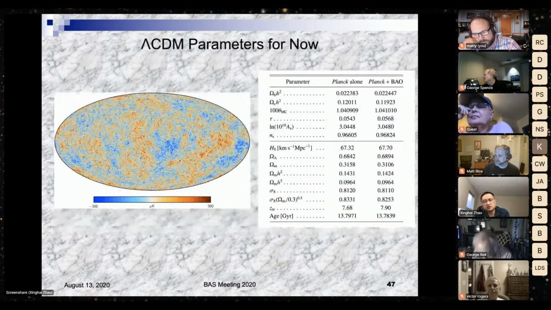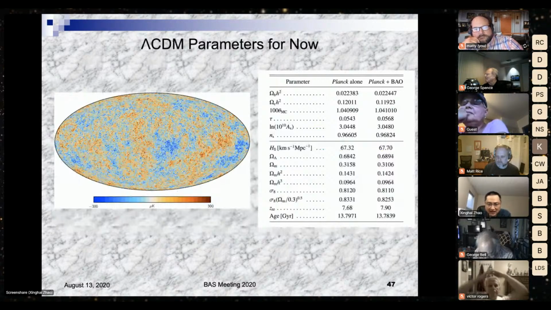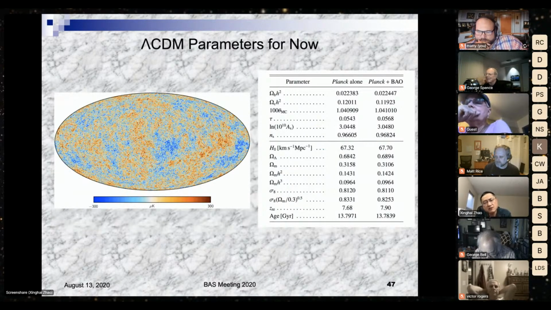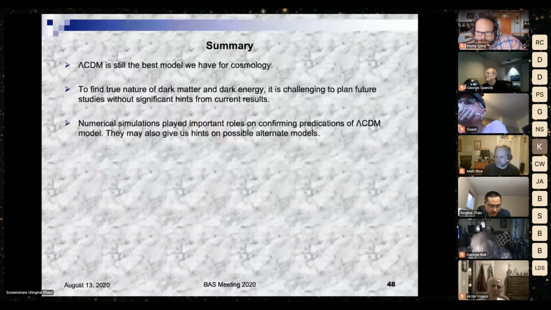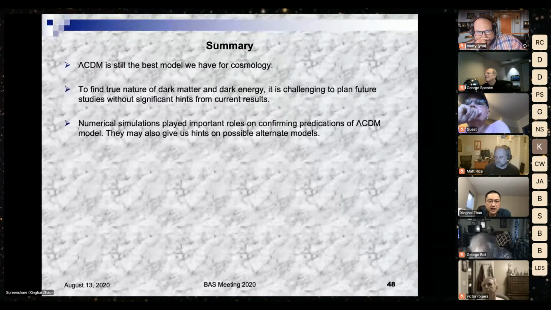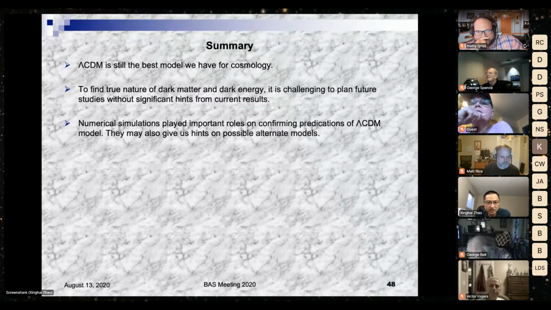So maybe, although, like I said, this is a brief but unsuccessful explanation, maybe we have other explanations. But for now, we just believe the current cosmological constant cold dark matter model is our current model. It's called the lambda CDM model, and it's still the best model. For the true nature of dark matter and dark energy, we really need to do more work.